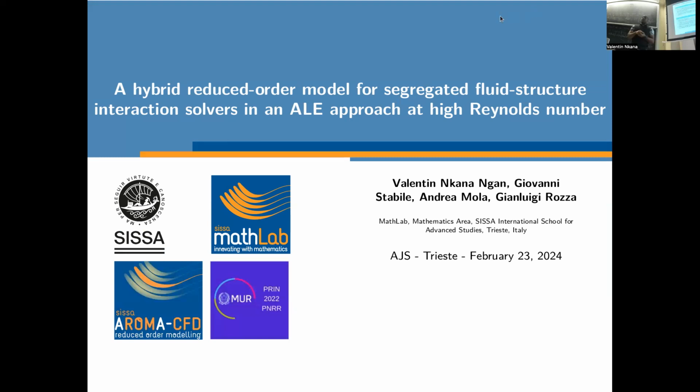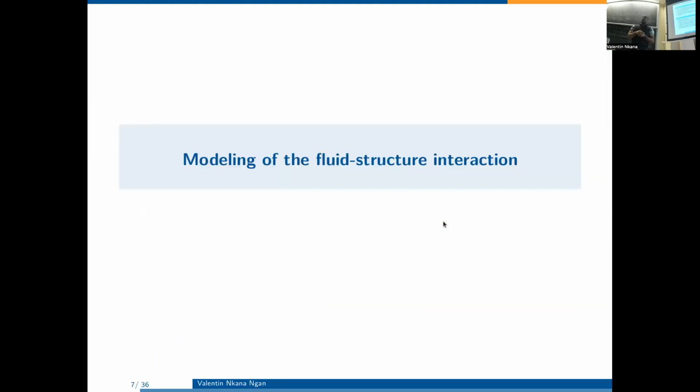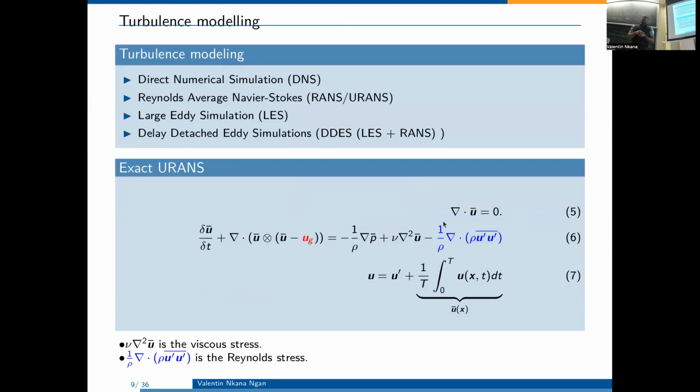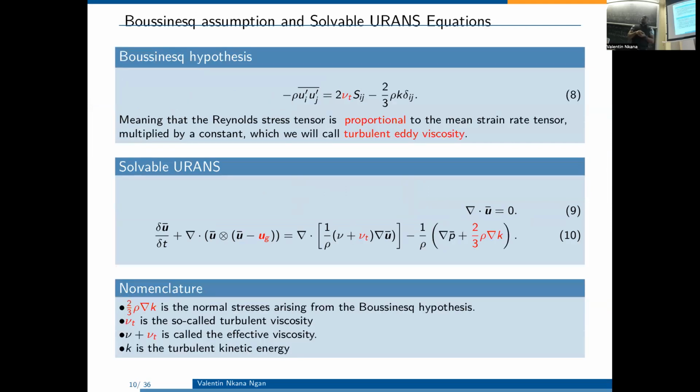Sorry, I was late, so maybe I missed this, but I was curious: you considered an effective viscosity, like viscosity plus viscosity with index T. Do you have this effective viscosity because your problem is time dependent, or because of turbulence? Because of turbulence.